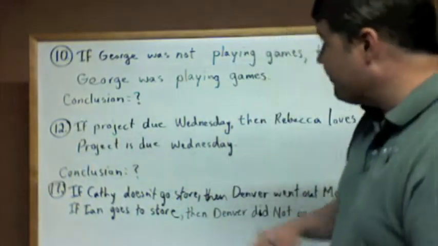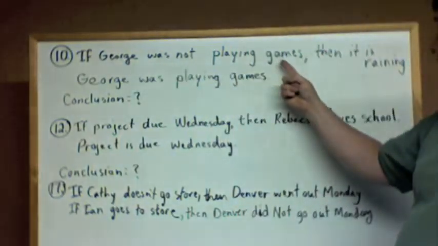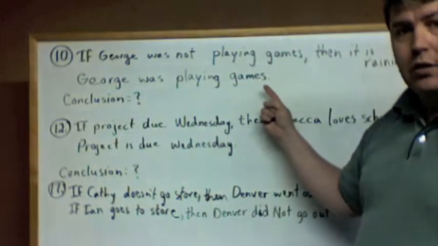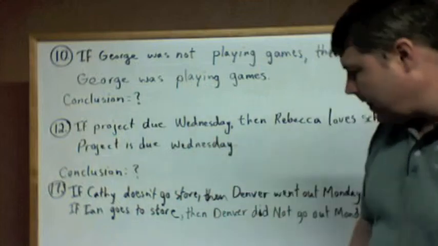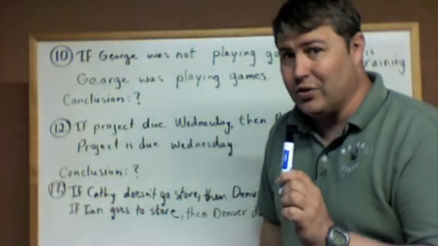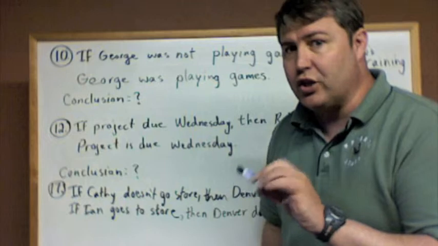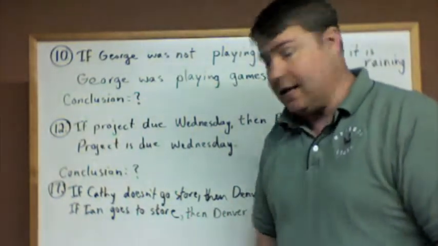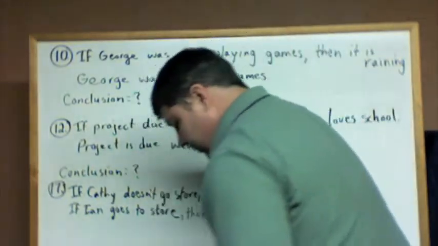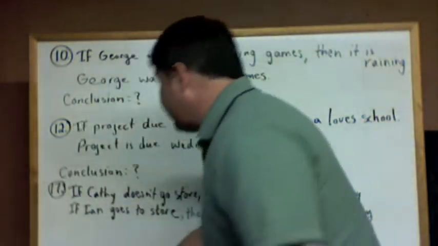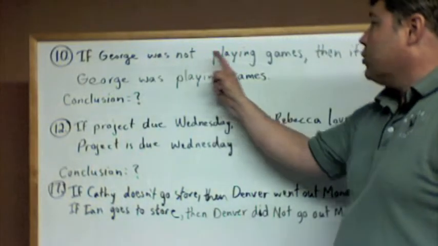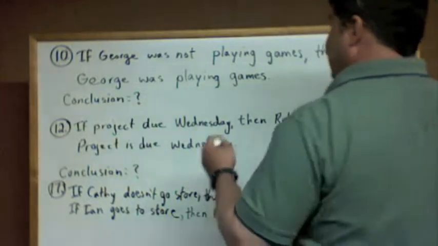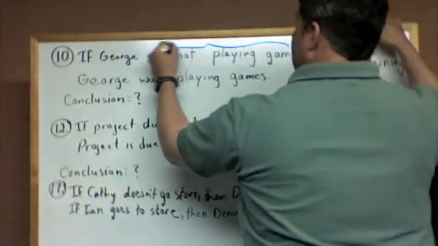Take down this example. It says, if George was not playing games, then it is raining. George was playing games. What can we conclude? Before you jump to any conclusions, let's put it into symbolic notation and see if it matches one of our three laws that we know are valid reasoning techniques. I'm going to do this in blue. Oh, got a marker. If George was not playing games, we're going to call that P.